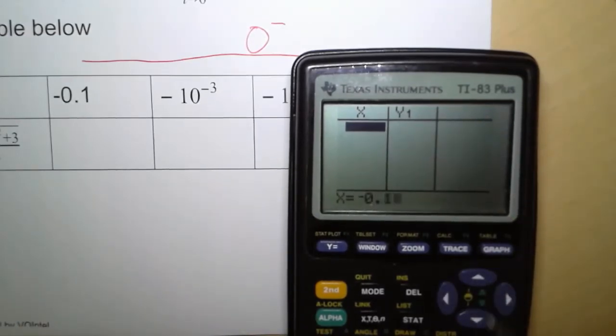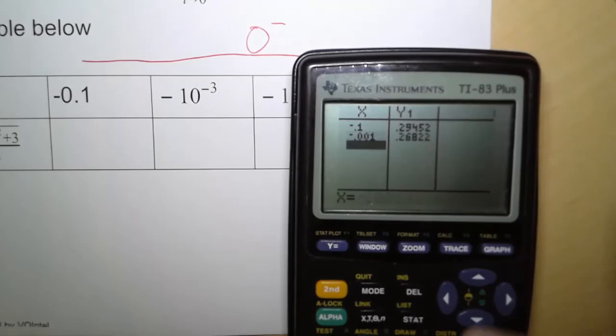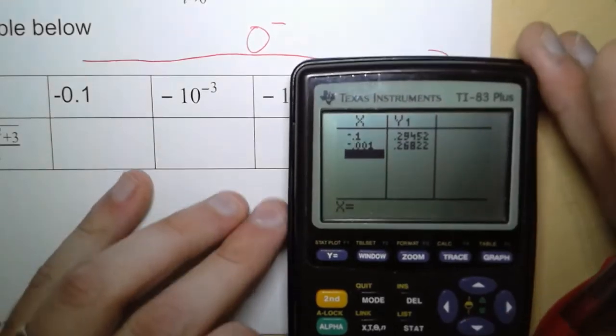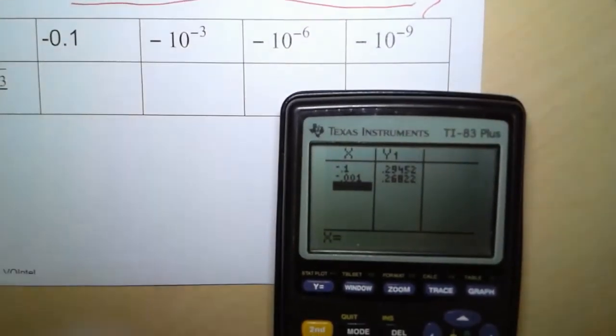Negative 0.1, there's our value. Negative 10 to the negative third, there we go. The next one, negative 10 to the negative sixth, there we go. And then negative 10 to the negative 9.